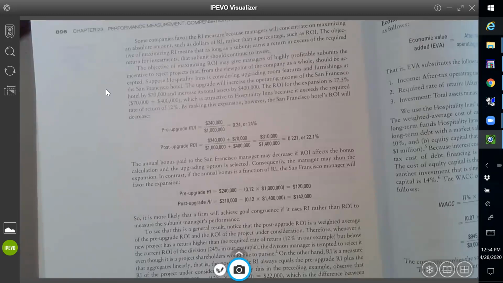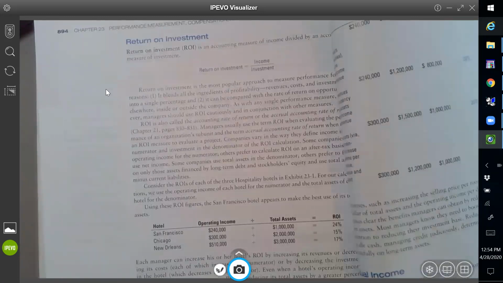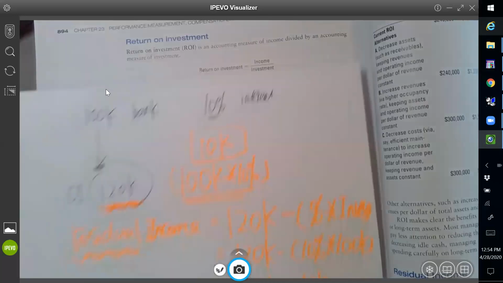In this video, we talk about the second important part of chapter 23, performance measurement. The main idea in chapter 23 is how do we measure the performance of the managers, right? We talk about the first method, return on investment, ROI. You will not be tested on that one. Second method is residual income, RI. You are required to know that part.